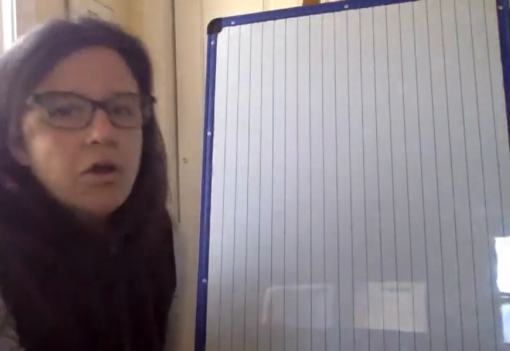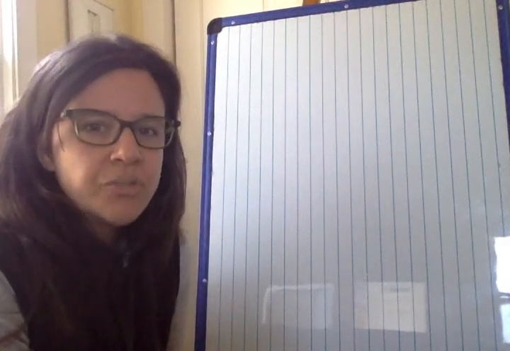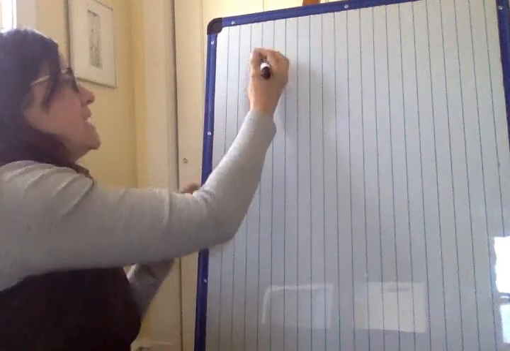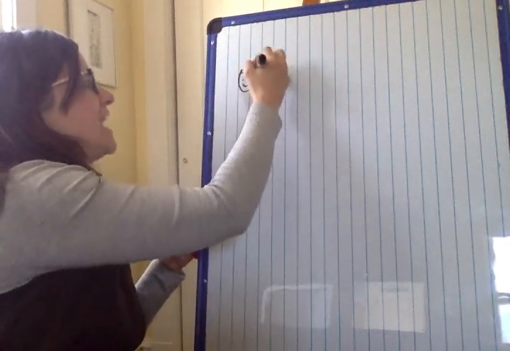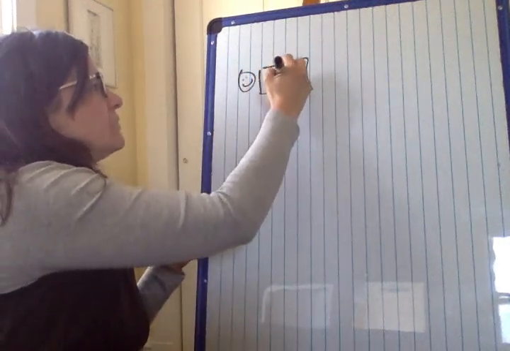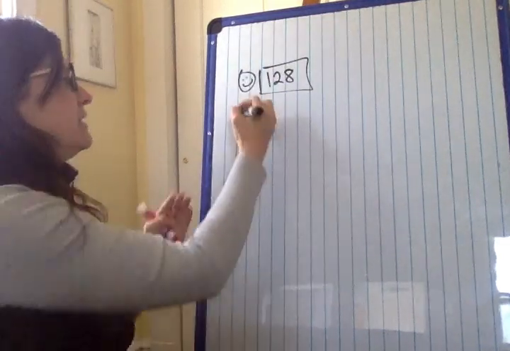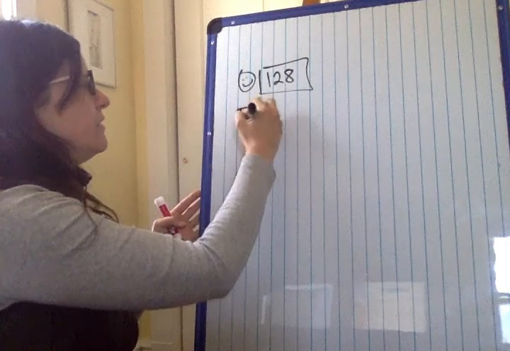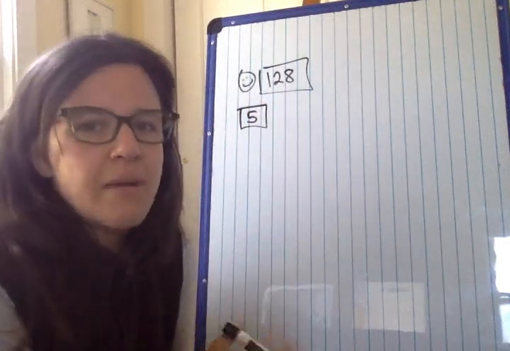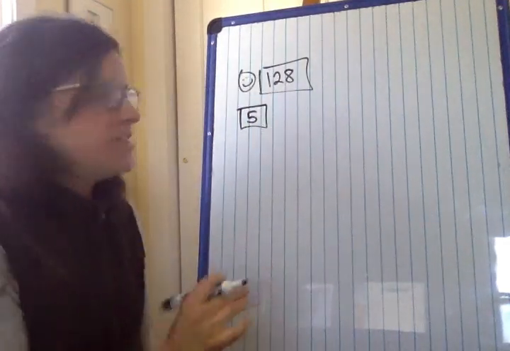So Rosa's buying boxes to hold 128 of her DVDs. Wowzer, Rosa, it's a lot of DVDs. So she has 128 DVDs. She's buying boxes, and each box can hold 5. So the question is, how many boxes does she need to store all of her DVDs?